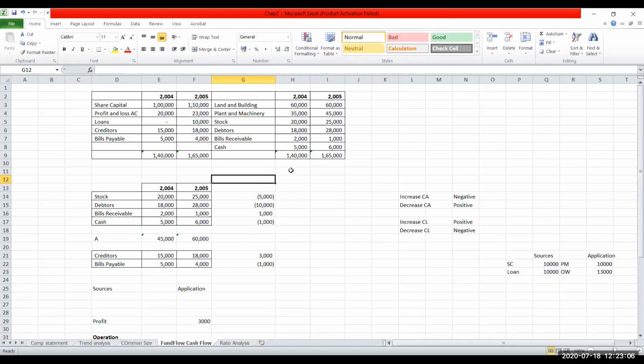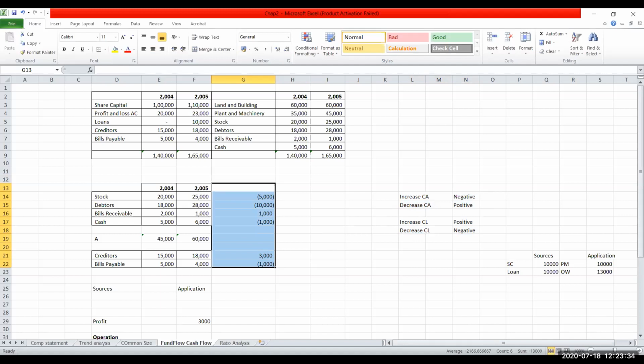So this is the schedule of changes in working capital. So if I do that, what is happening? You have to remember this formula actually. This is very important. Increase in current asset is negative, decrease in current asset is positive, increase in current liability is positive, decrease in current liability is negative. You always have to remember this formula. So with that, if I just do the sum of this, I'm getting minus 13,000.